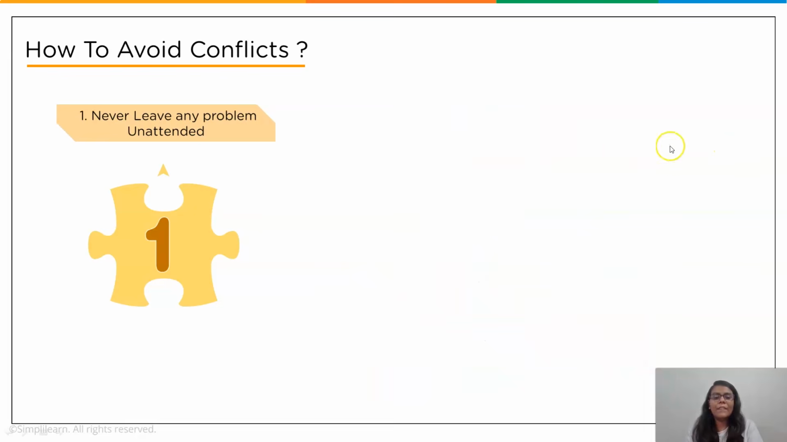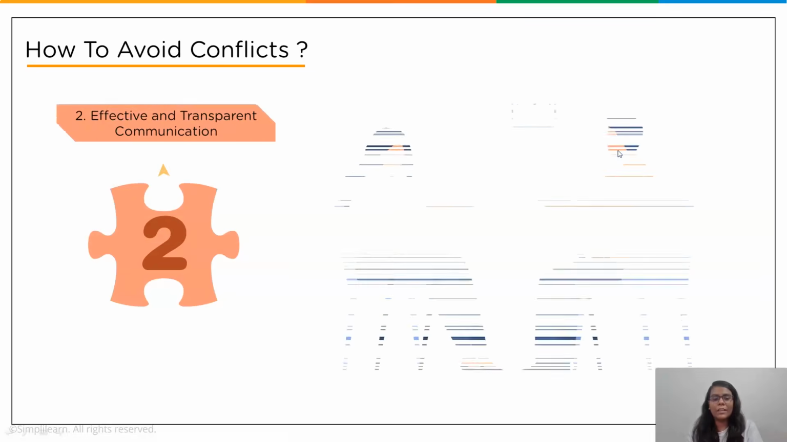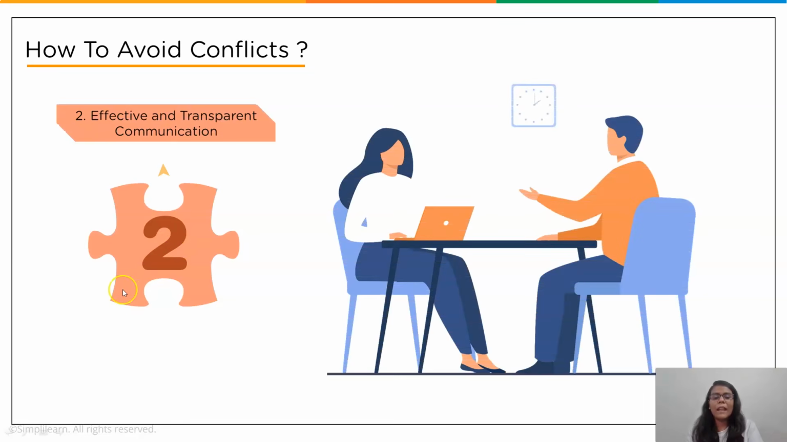Second is effective and transparent communication. Now, one should be clear and precise in their communication. Delivery of a speech or presentation in a noisy environment ruins one's effort, as no one pays attention to it or attempts to understand what the other person intends to communicate, resulting in misunderstandings.